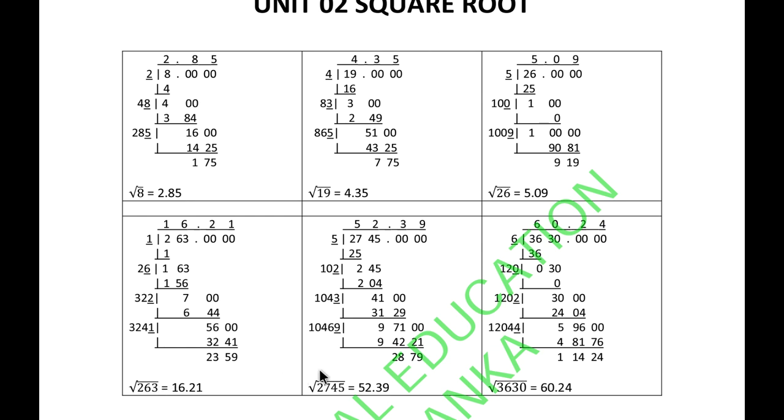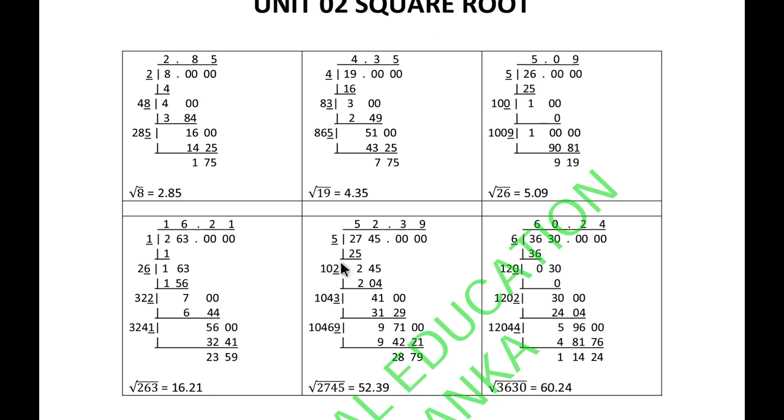Okay. So then we are moving for the next one. 2745. Now you check your own first to separate numbers. Now here could be 27 is close for 5. 5 times 5 25. Subtract 2. Take 45. This 5 multiply by 2. That's 10. Okay. Then here put a blank. Here put a blank. Suitable number is 2. Here suitable number is 2.